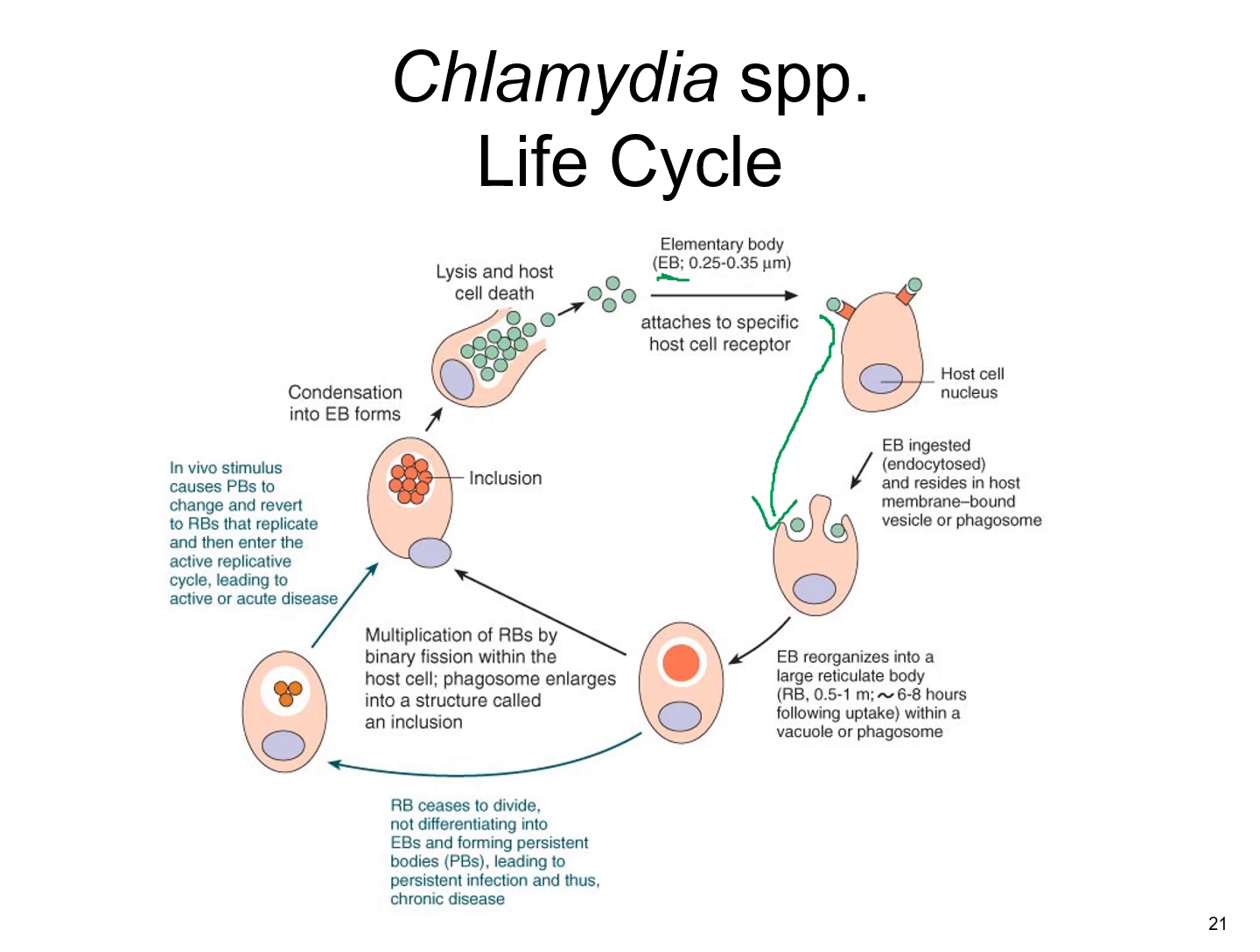reorganize and make a reticulate body. So you see that large reticulate body here in the center. Then from there, they can multiply by binary fission within that host cell, and those inclusions will turn back into elementary bodies, and then they will lyse that cell and be released. And so that continues their life cycle to start over again.